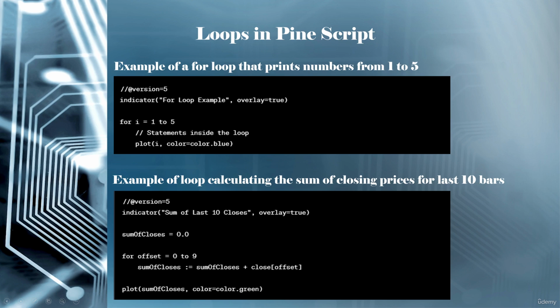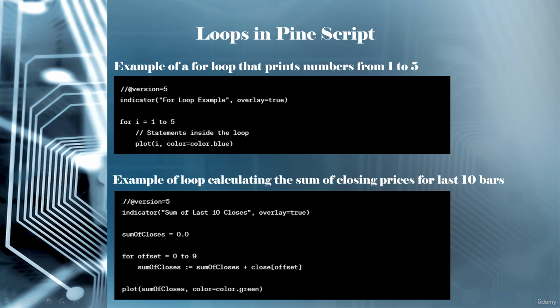So you can also use the by keyword to specify a step other than 1. For instance, for I equal 1 to 10 by 2. In this case, you would add another keyword, by, and you would specify the step for the loop.